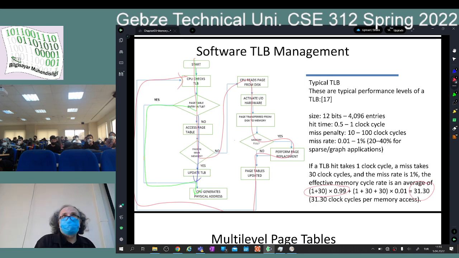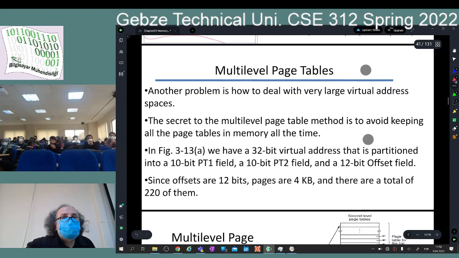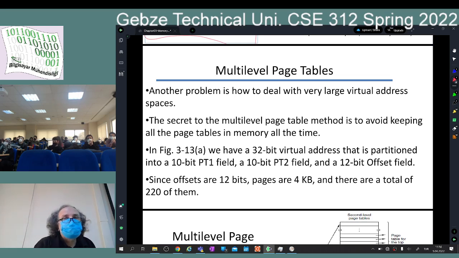Good. So we kind of solved the problem, but what are we saying? We are saying that we cannot keep everything inside the TLB. It is fast but too small. So we need to keep the rest of the page table in our memory. But remember at the beginning, page tables are so large they can't even fit in our memory. So what is our solution? The solution is multi-level page tables. How do we deal with very large virtual address spaces? The secret is to keep a multi-level page table.